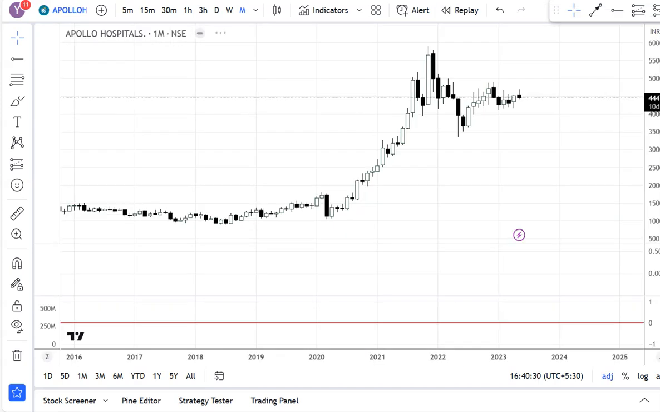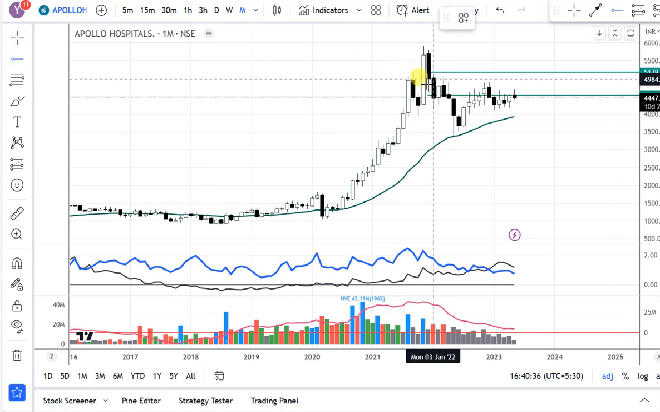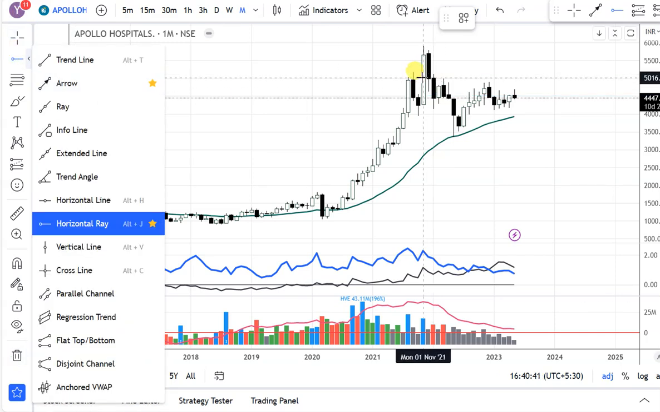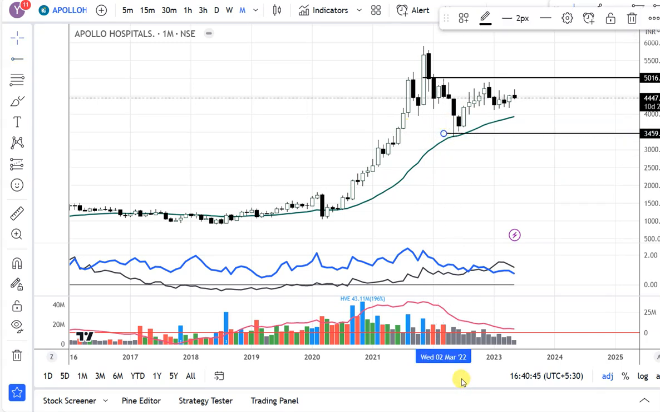So Apollo Hospital right now is still struggling to close above this areas. Just a second. Even last time I had marked, I will mark again over here. Okay. In this range. The range is too huge, 5,000 to 3,500, but it's okay. You can reduce the range from that to this range. Okay, 4,000, 4,100. But the stock is struggling.